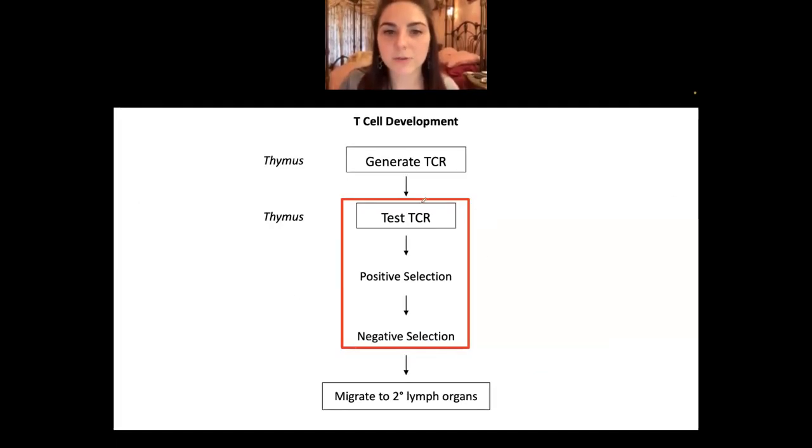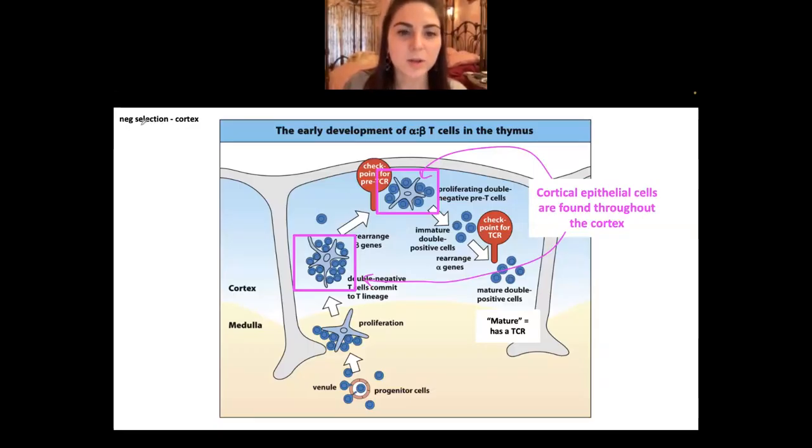So now we're going to go through this process of positive and negative selection, which is basically just testing the T cell receptor. We need to make sure that the T cell receptor doesn't interact with self antigen. We have to go through this whole process, just like we did with the B cell, testing positive and negative selection. So we're going to test it now. So first what happens is negative selection. Negative selection is happening in the cortex.